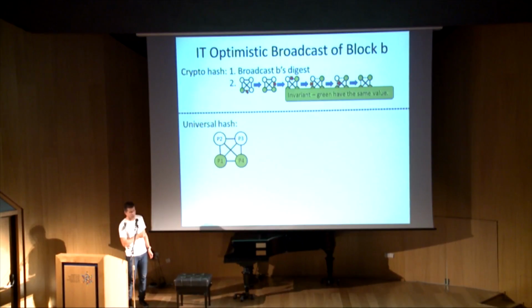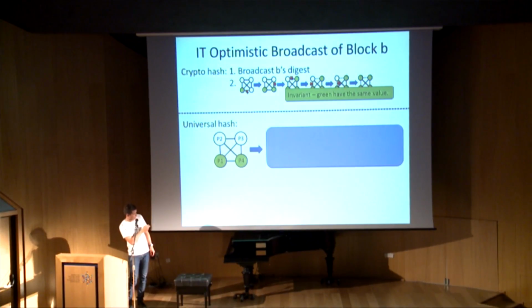So with universal hash, we do the following. Now I will describe one iteration. Okay? So one iteration will work as follows. As before, you have a set of players. Some of them are green and some of them are white. And what we're going to do, we choose an edge between the green set and the white set. So we want to propagate our message.